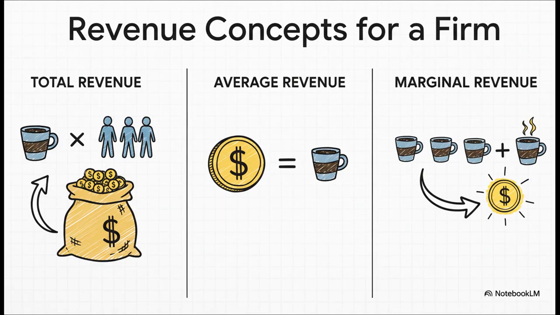Now, these 3 revenue terms, you absolutely have to know these for your exams. Total revenue is pretty simple. It's just price times the quantity sold. Average revenue is just the revenue per unit. And here's a key tip. Average revenue is always just another name for the price. Don't forget that. Finally, marginal revenue is the extra money you make from selling just one more single unit.